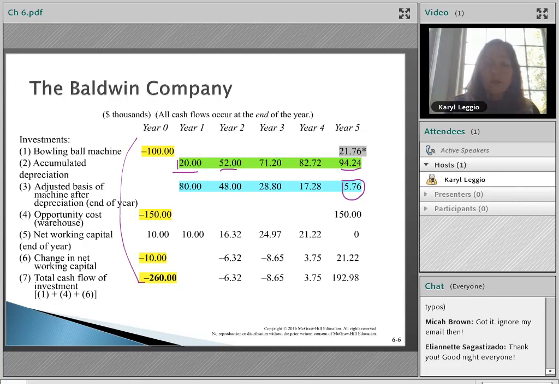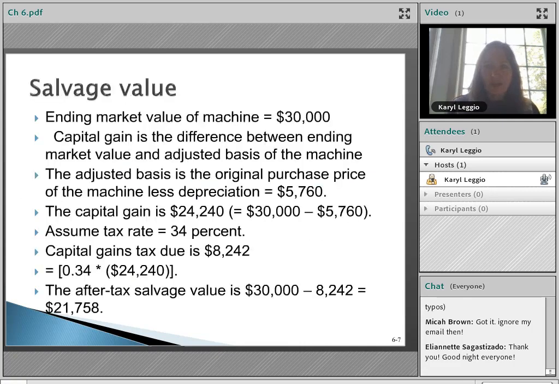And what this problem tells us is that we can sell this asset at the end of the life for $30,000. So what we're doing now, I think, is trying to figure out how we come up with this $21,760. So where does that come from? We spend $100,000 to acquire the project initially, to acquire the equipment, but at the end of the life, we're going to get a cash inflow of $21,760. So where did that come from?